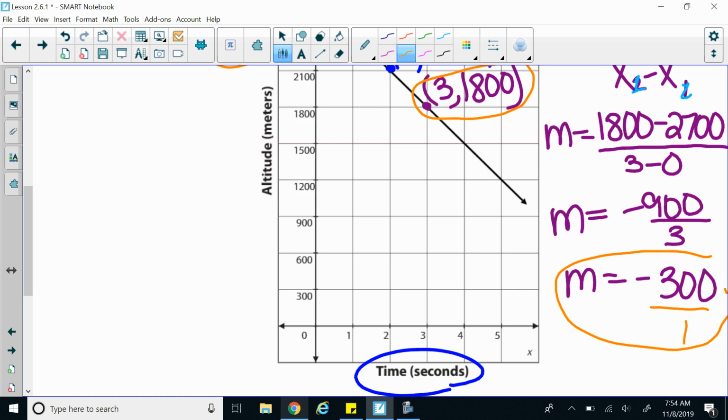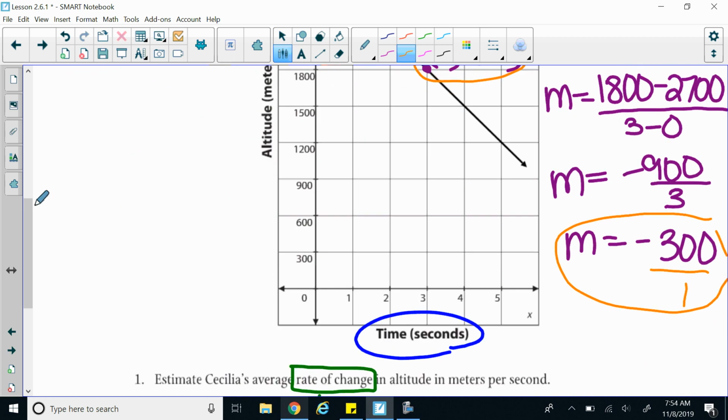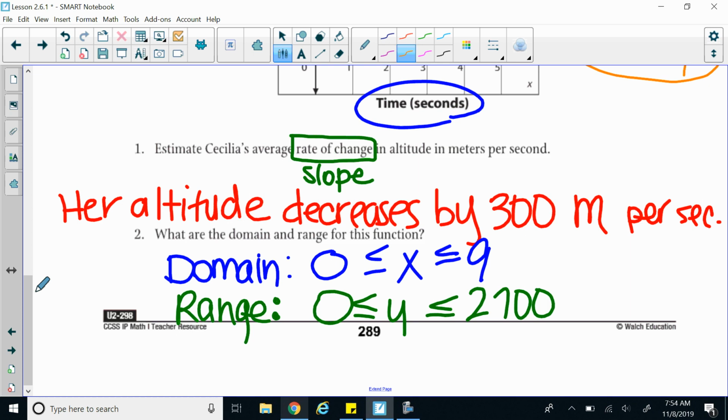So if you look from any 2 different sets of time, from the 0 to the 1st second, or from the 0 to the 3rd second, we're still descending to Earth at the same rate of change, which tells you a couple of things. Number 1, your graph is linear. If you didn't know that already, it's linear because we have a constant rate of change. And 2, we can identify our rate of change: her altitude is decreasing by 300 meters every second, or per 1 second.